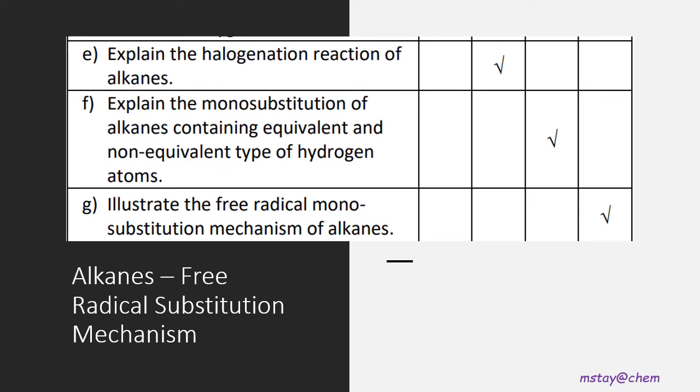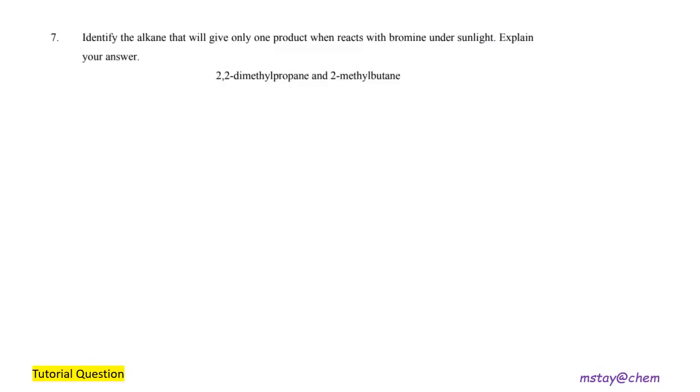In the last video, we already discussed the halogenation of the alkane and also predicted the product formed, which only focused on the mono substitution of the alkane. So in this video, we will focus on the free radical mono substitution mechanism. Before we continue the mechanism of the free radical substitution, let's look at tutorial question number 7.